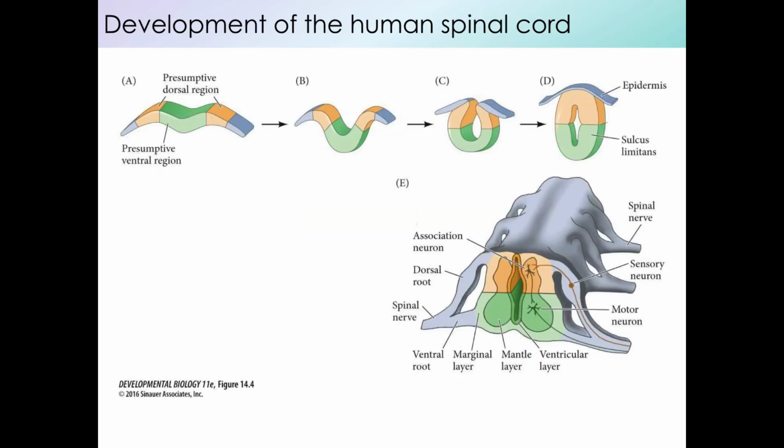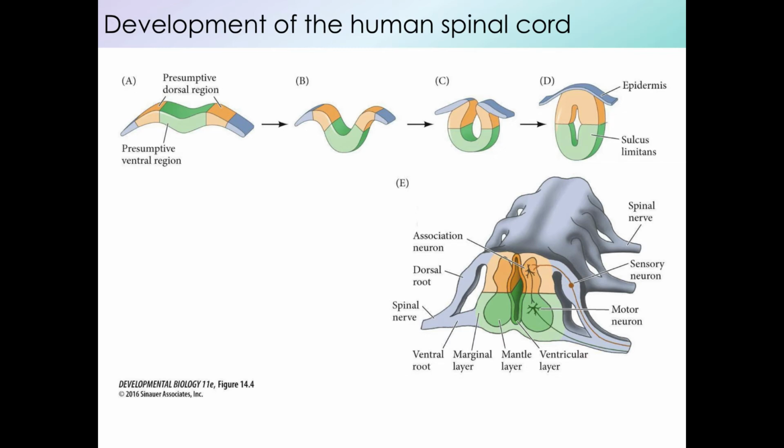Let's begin by looking at the development of the spinal cord. And as you can see from this image, that pattern of organization of the three zones, the ventricular zone, the mantle or intermediate zone, and the marginal zone, is retained in the spinal cord. Also in the medulla, which is not shown here, and it's the posterior part of the hindbrain.